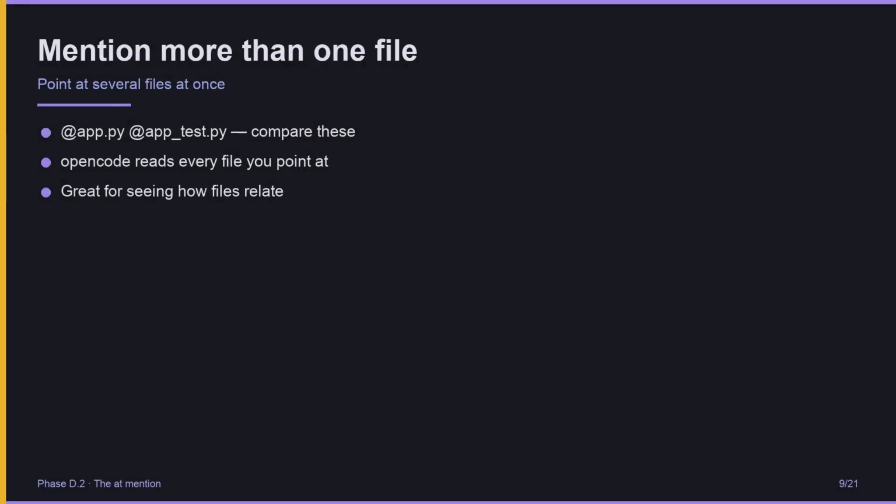Here is something useful. You are not limited to one file, you can point at several files in the same message. Type the symbol and the first file name, then the symbol and a second one, and so on. OpenCode reads all of them. This is wonderful when you want OpenCode to understand how two files relate to each other, say, a file and the test that checks it. Point at both, ask your question, and OpenCode sees the full picture.